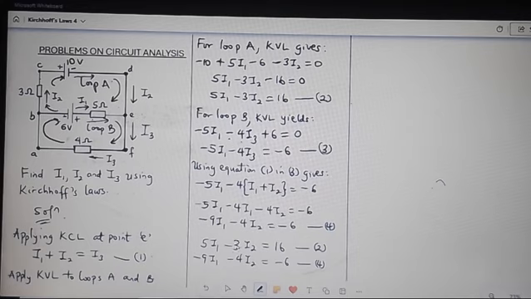What I will do to be able to eliminate I2, I will multiply equation 2 with 4, which is the coefficient of I2. So I'll use this 4 to multiply everything in equation 2. Come to this same equation 2, use 3 to multiply everything in equation 4, just to eliminate I2. If I choose to eliminate I1, then I'll multiply everything in equation 4 by 5, then everything in equation 2 by 9.